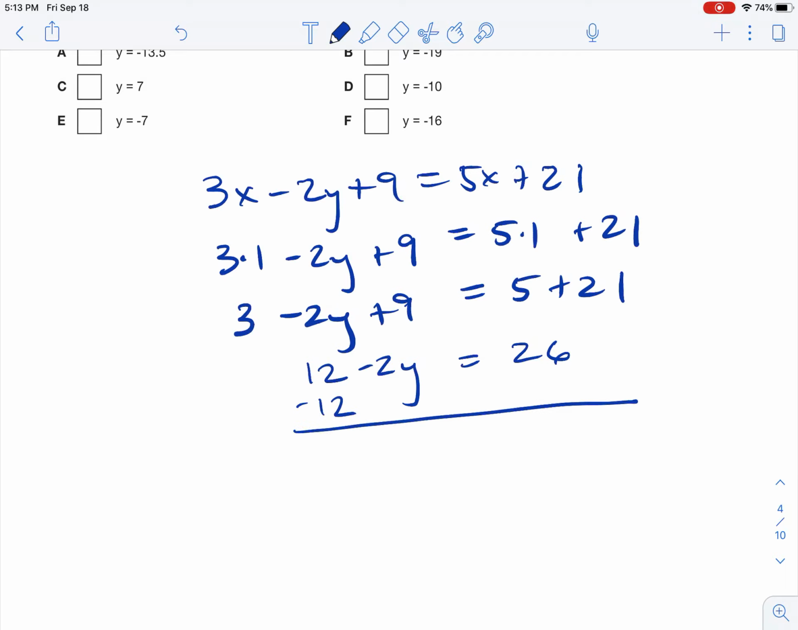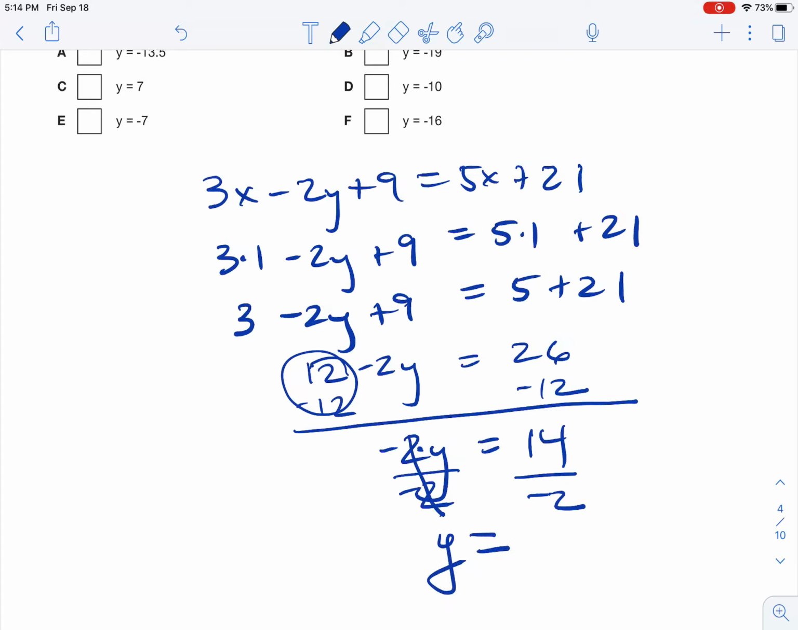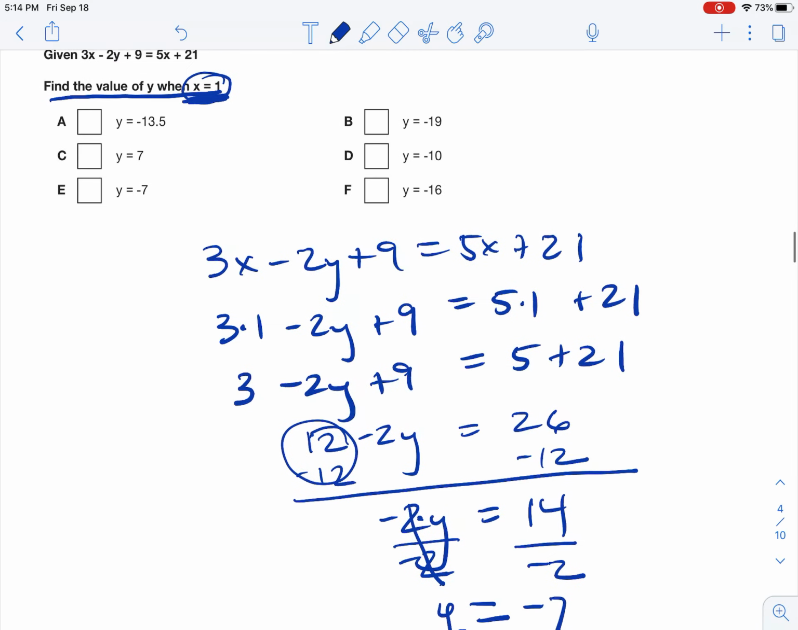Hopefully you said, well, Mr. Larson, you subtract 12. You're right. This is 0. 0 minus 2y is a negative 2y. 26 minus 12 is 14. So to wrap it up, we go, okay, negative 2 times y equals 14. I don't like that negative 2. Get rid of it. What do I know? Opposites. Negative 2 divided by negative 2. This cancels. I'm left with y equals, and 14 divided by negative 2 is a negative 7. So are there any here that we can eliminate right away?